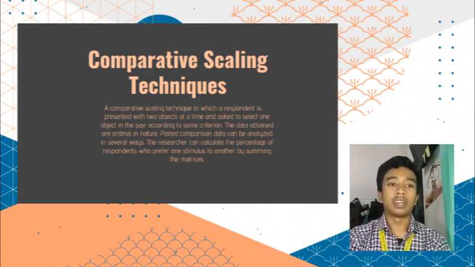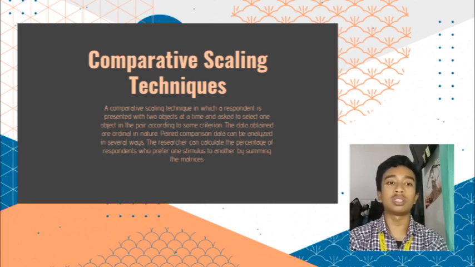The data obtained are ordinal in nature. Paired comparison data can be analyzed in several ways. The researcher can calculate the percentage of respondents who prefer one stimulus over another by summing the metric.